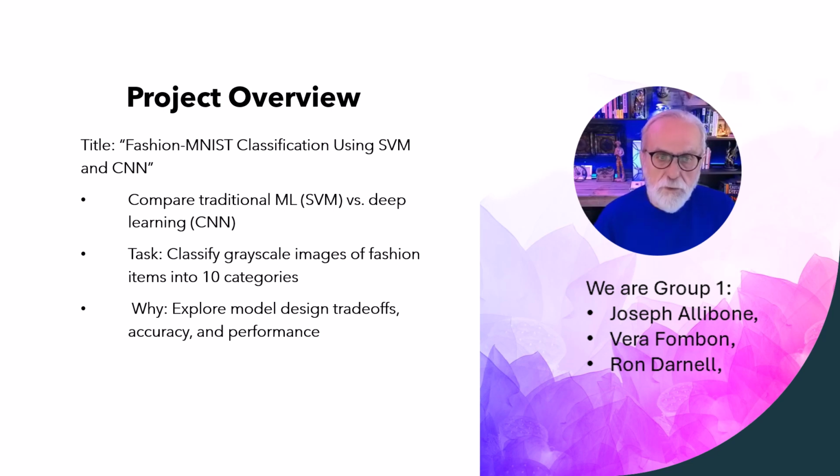We compared two approaches, a classical machine learning model, the support vector machine, and a deep learning model, the convolutional neural network. Our task was to classify grayscale images of clothing into 10 different fashion categories. The goal is to explore how model architecture affects performance, accuracy, and overall efficiency.